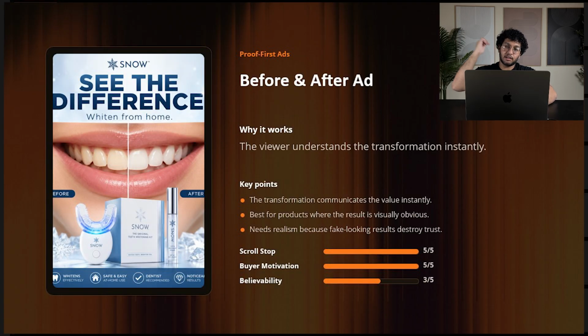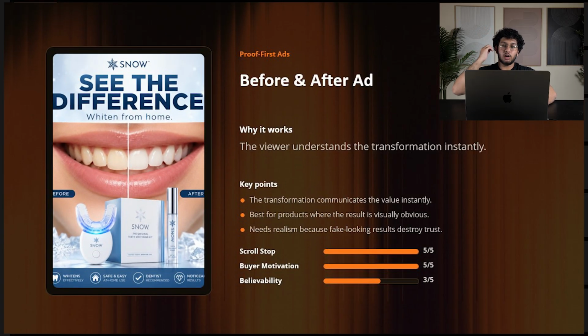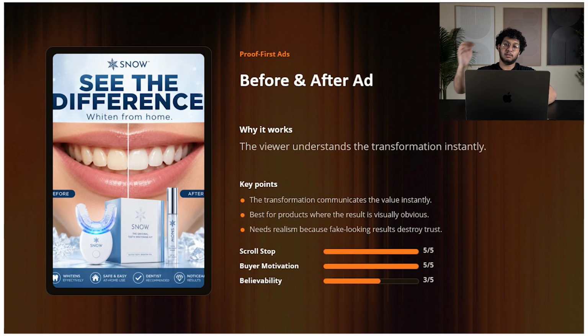First is the before and after ad. Before and after ads are A tier. They are extremely strong because the transformation is instantly clear. The viewer does not need a paragraph or copy. They can see the result themselves. That creates a very high buyer motivation.